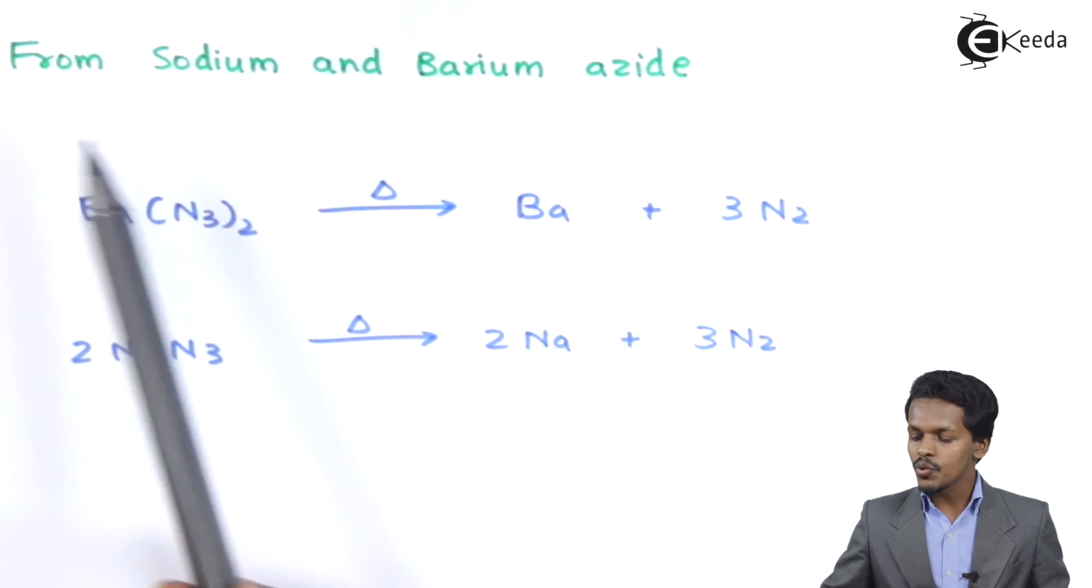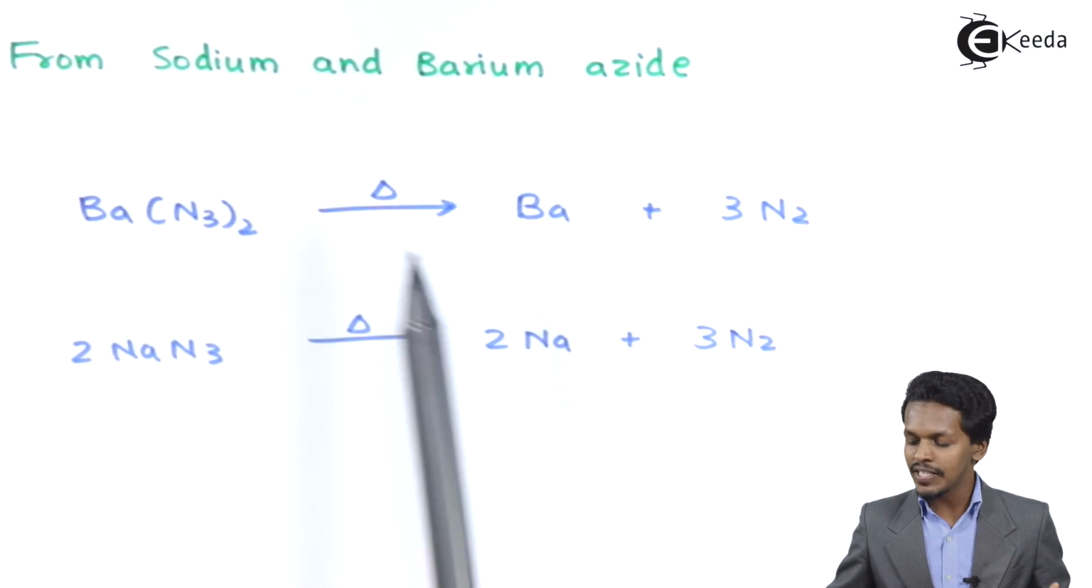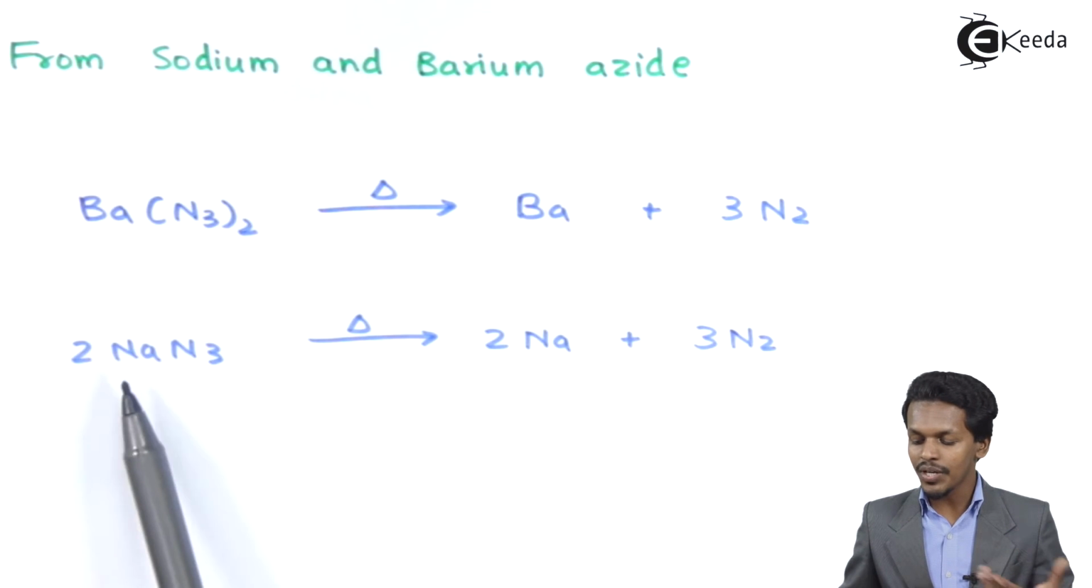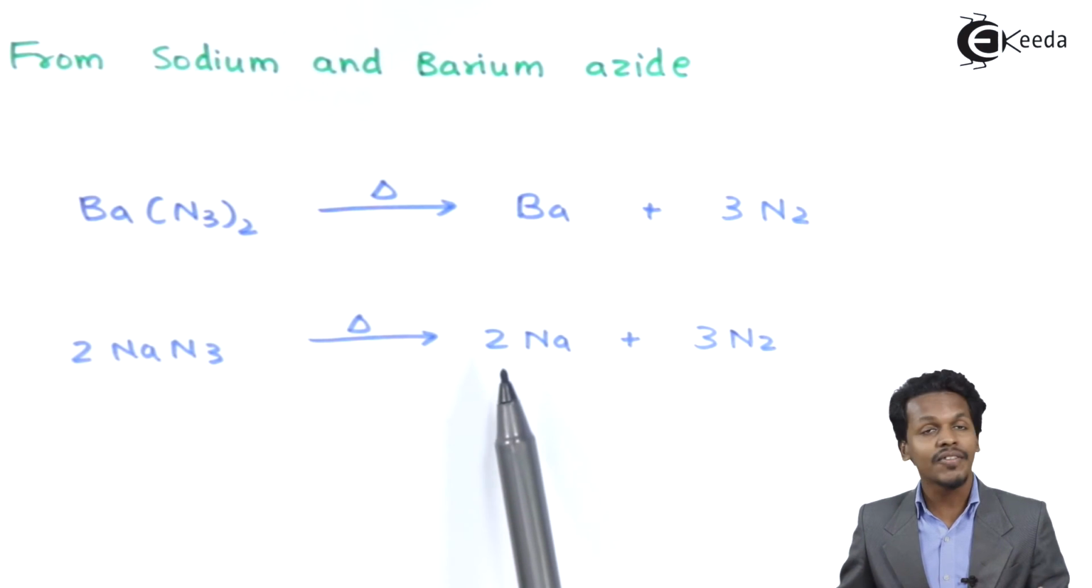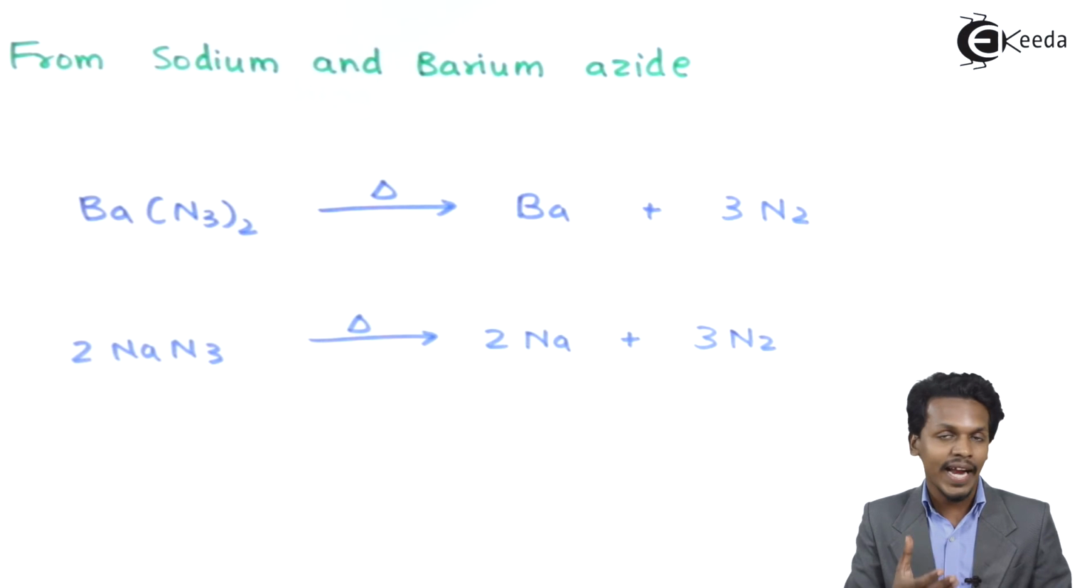The next is from sodium and barium azide. This is barium azide, and on thermal decomposition this will give us barium along with 3 moles of N2. And if I'm talking about sodium azide, on thermal decomposition it will give us 2 moles of Na along with 3 moles of N2. So these were the different methods where we can obtain dinitrogen.